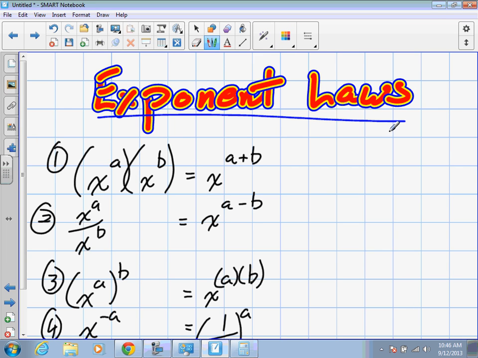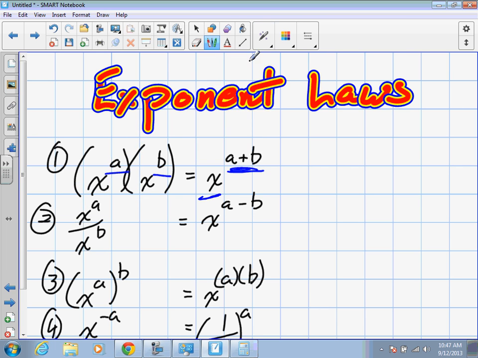So we're going to go through exponent laws, and we'll talk about each law and then just show you a very simple example to accompany them. So in the first law, what this is saying is as long as the bases of the exponents are the same, when we're multiplying, we can simplify by keeping the same base and just adding the two exponents together.